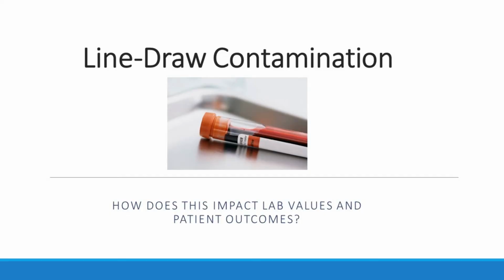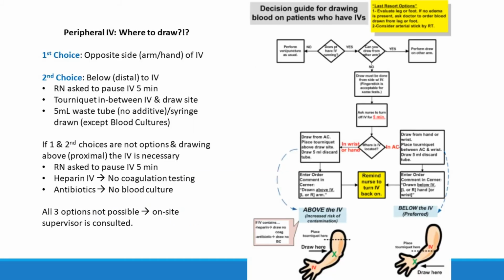Line draw contamination. So we do ask our phlebotomist if there's an IV to select the best option. So first choice, they'll look for a spot on the opposite side of the arm. Obviously, sometimes that's not available. So they may ask you to pause the IV for a draw. And typically we try to pause it for at least 5 minutes so we don't contaminate the blood sample with any IV fluid.